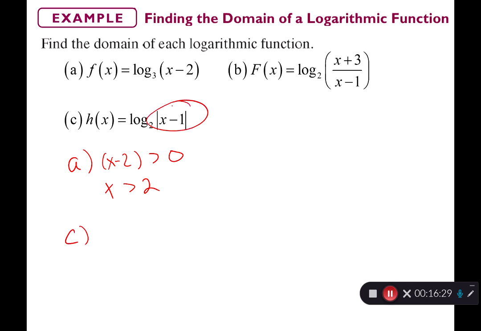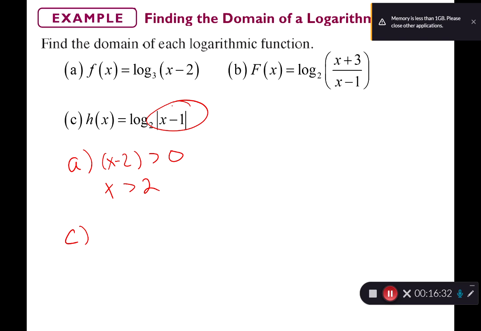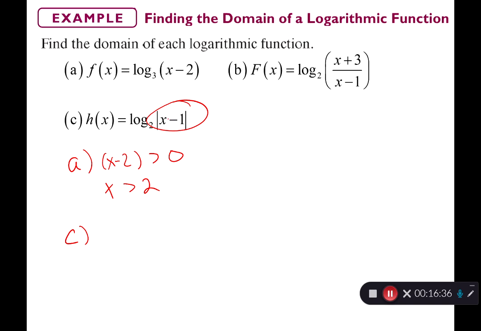I have my x minus 1, but notice it is in absolute value, which means that it doesn't actually matter what x is, because if we're taking away 1, it doesn't matter if it's negative or positive. The absolute value will always make it positive. So the only thing we have to worry about is the result being 0. So x minus 1 can't be 0. So if we add 1 to both sides, we can say x is not allowed to equal positive 1.